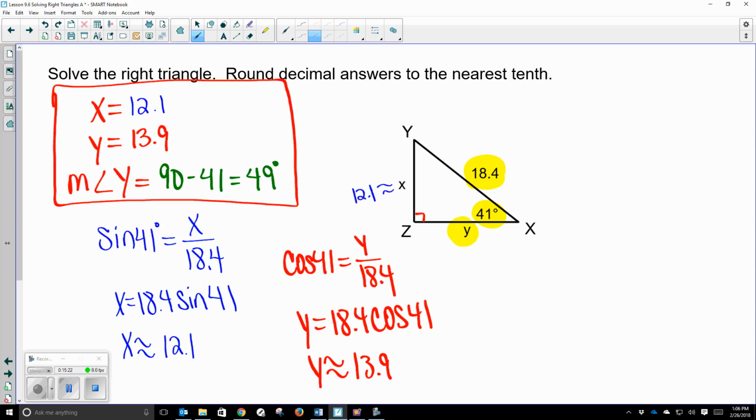So you really had your most options here for the other side, side y. You could use the Pythagorean theorem, or you could find this angle and use sine if you want to, or you could use tangent. You could use any trig function once you have those angles up there.